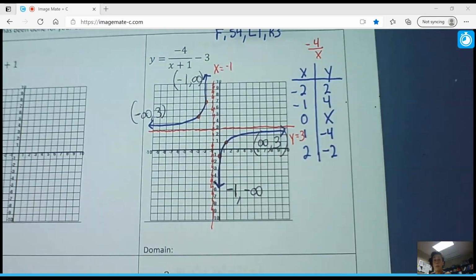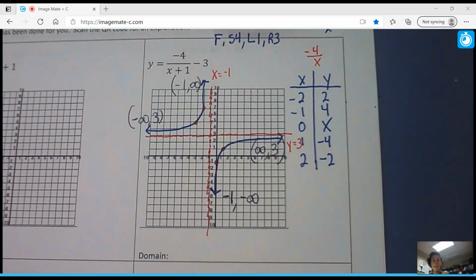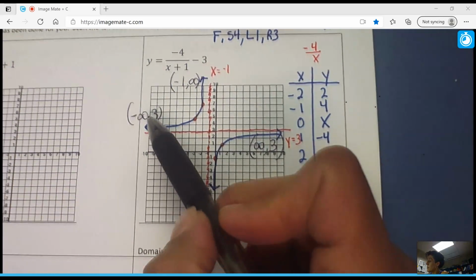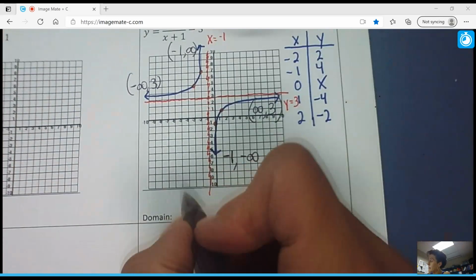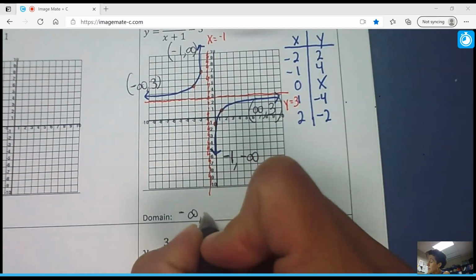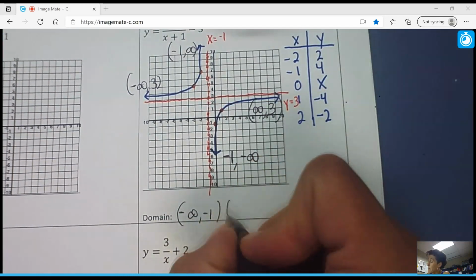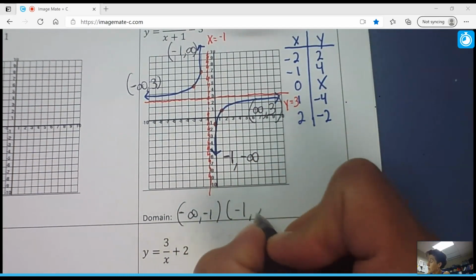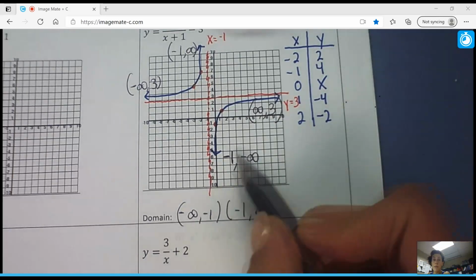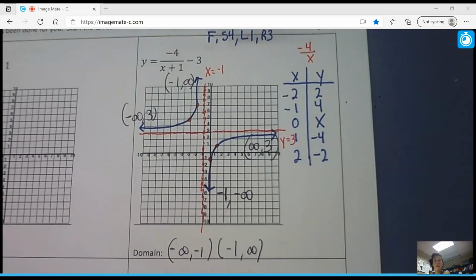So for my domain, I'll focus on the x's, the smallest x and the biggest x. So for this shape, it's -1 to -infinity. And if you can get that one, the other one just picks right back up at -1 and goes to infinity. So -1 to infinity. So now that you've seen this, your job is to finish the other 3 problems.